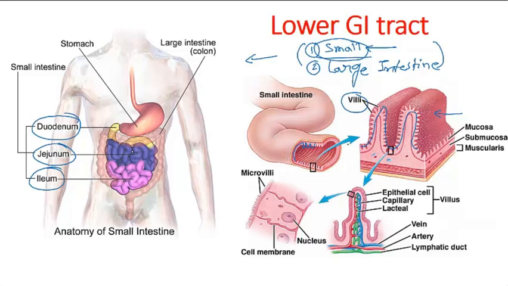Now if we zoom into one of those villi, you see the villi is further divided into small fragments. These even smaller fragments are known as microvilli, because these are the constituents of the villi. That is part of the small intestine.